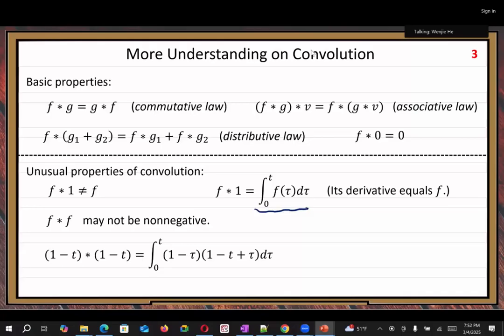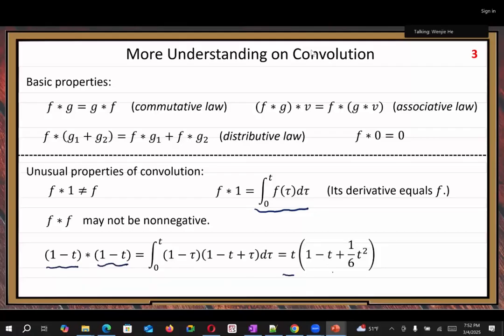Here we can just do a simple example. The function f equals 1 minus t. For the convolution, we take the integral and we get this function. Definitely this function is not a non-negative function. You can see it can take negative values. You can plug in some special value to make it negative. It's very easy, you take some value and you get a negative.